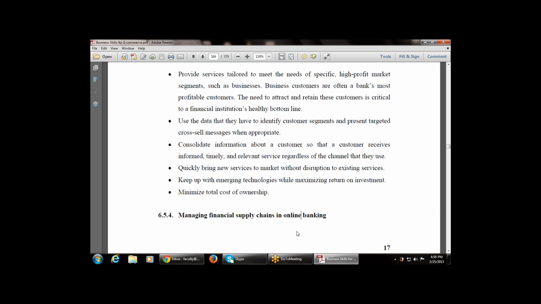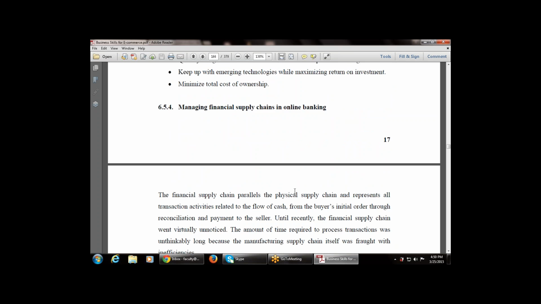Next is managing financial supply chains in online banking. That is, how to manage the financial supply chains in online banking. A financial supply chain means how to supply from one part to another part, and then to another part, maintaining a chain from one part to another. That is managing the financial supply chain in online banking.